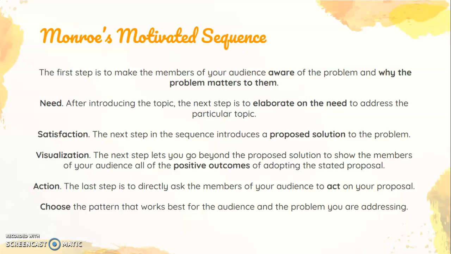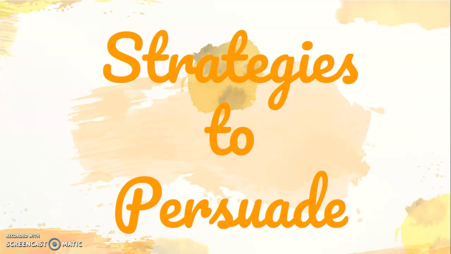The last step is action, to directly ask the members of your audience to act on your proposal. This is always important with persuasive speaking, no matter what organizer you use, because I want you to always ask yourself, what do you want your audience to do? For global warming, maybe you're actually asking them to start recycling more or to stop using single-use plastic. Maybe you want them to carpool to work so they don't emit as much gas. Whatever it is, you need to share what your action is, what you directly want them to do to act on your proposal.